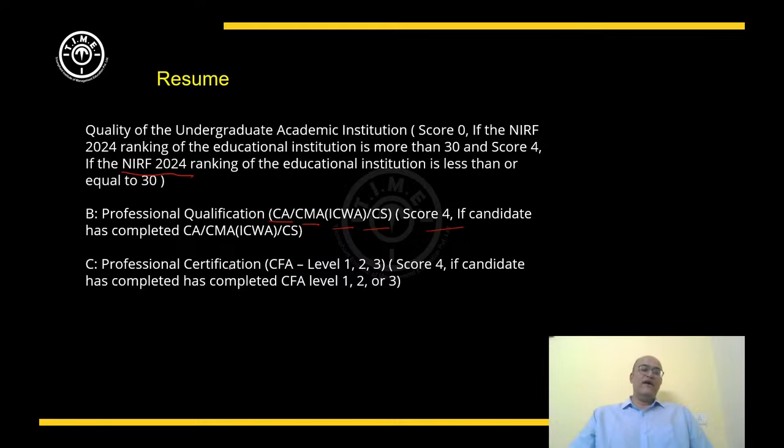Then finally, CFA level 1, level 2, level 3 people, depending on which level you have, if you have cleared all the three levels, you will be given a weightage of 4. So that is how the resume scores will be awarded by IIMK. So this is how these IIMs carry out the selection process of students for their MBA programs.